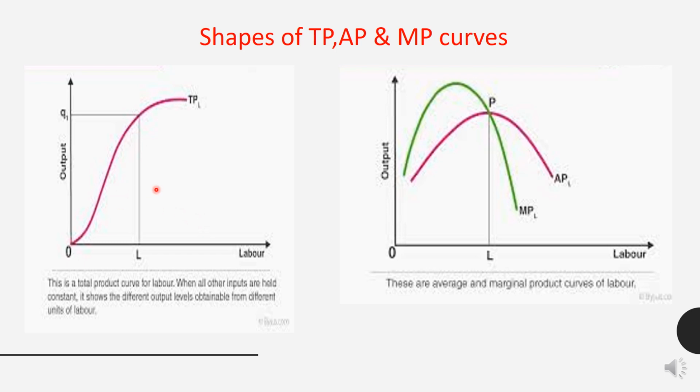And in the second diagram, we can observe the shapes of AP and MP. The shapes of AP and MP both increase in the beginning and then start decreasing. So that is why it is U-shaped.